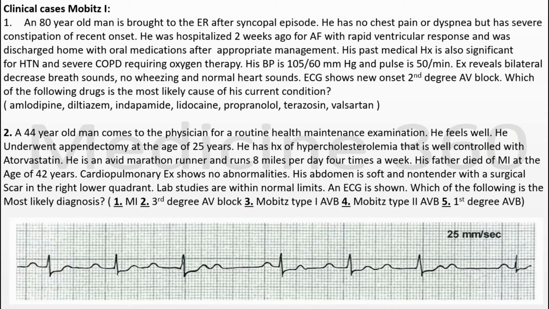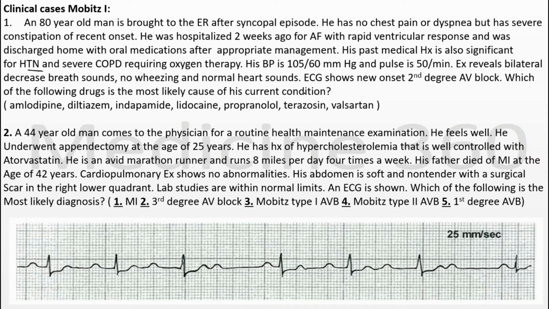and was discharged home with oral medications for appropriate management. His past medical history is also significant for hypertension and COPD requiring oxygen therapy. His blood pressure is 105 over 60 mmHg and pulse is 50 per minute. Examination reveals bilateral decreased breath sounds, no wheezing, and normal heart sounds. ECG shows new onset second degree AV block. Which of the following is the most likely cause of his current condition?